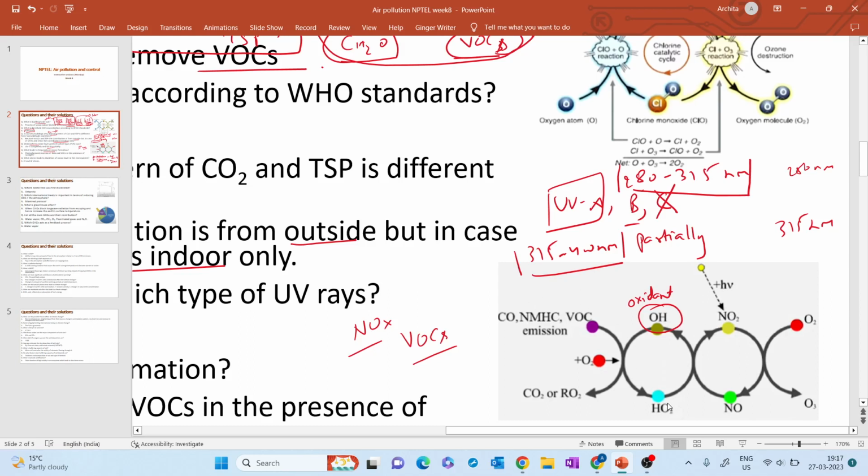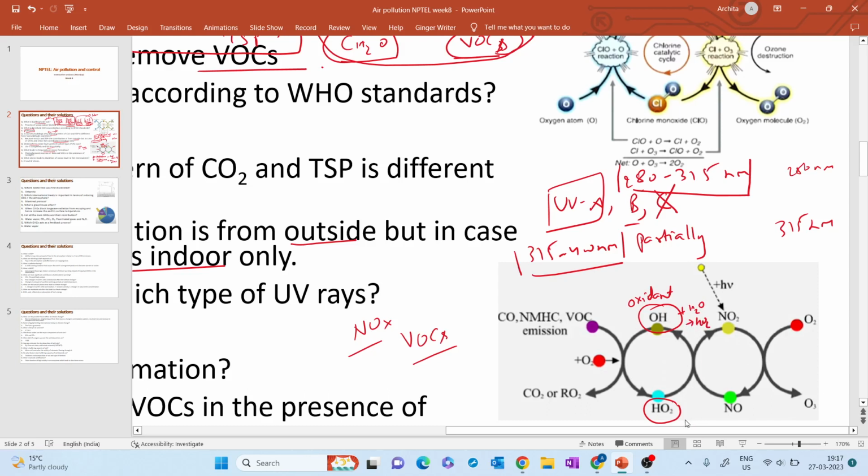And this HO2 is the same. There are some reservoir molecules. Reservoir molecules are made when the particles react, like this OH reacts with, let's say, hydrogen or water vapor in the atmosphere and gives this HO2.